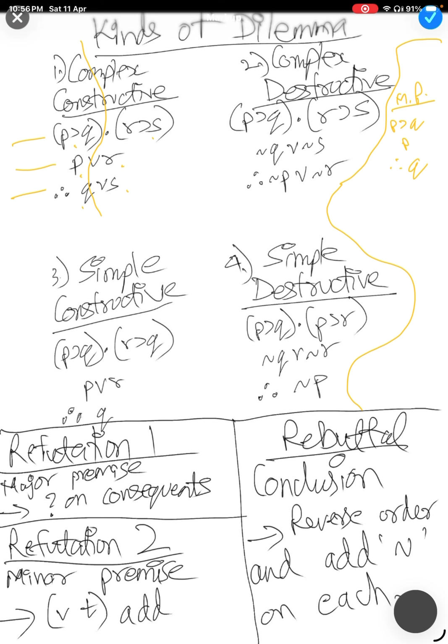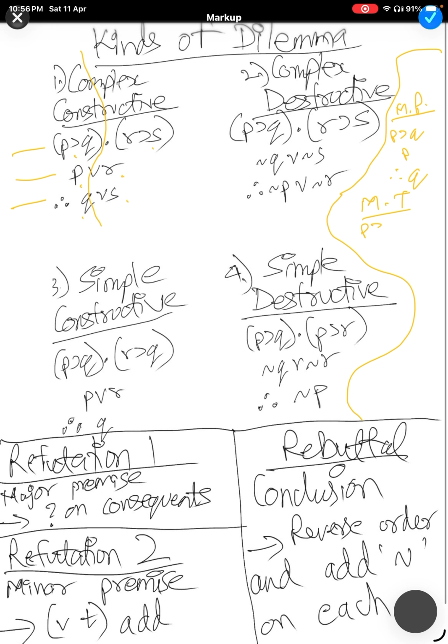Similarly, complex destructive looks similar to modus tollens. P implies Q, not Q, therefore not P. So the same thing is happening twice in complex destructive. P implies Q, not Q, therefore not P, one part, and R implies S, not S, therefore not R, another part. Just an easy way to remember.